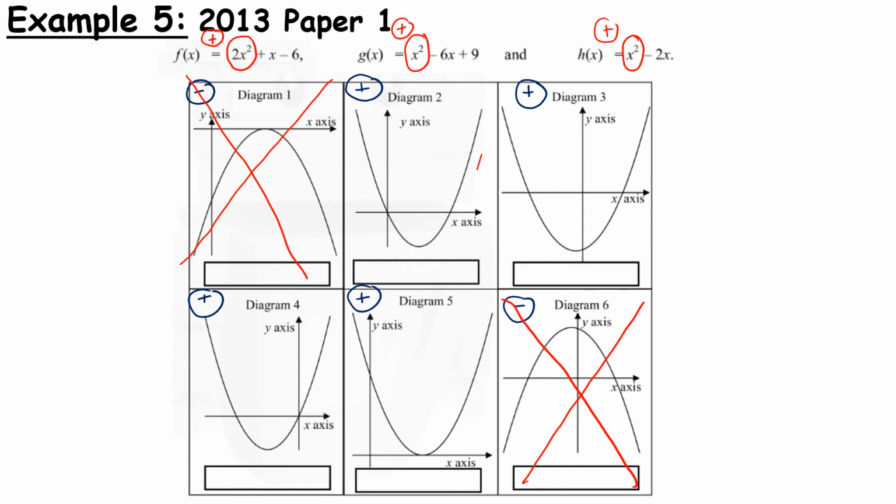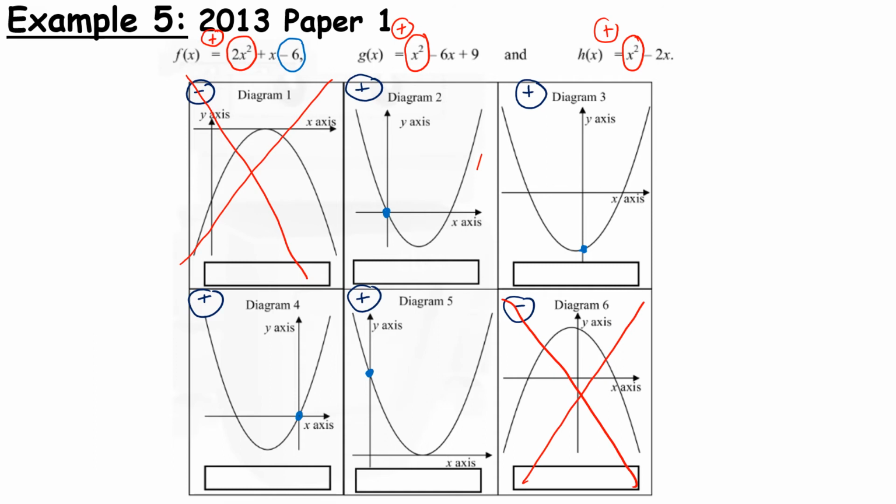Remember, the y-intercept on the graph is represented by the constant in the function. So let's start with f of x. The constant in f of x is -6. So is there a graph that cuts the y-axis at -6? This one looks the closest, because diagram 2 is at 0. Diagram 3 is somewhere in the negative. Diagram 4 is also at 0, and diagram 5 is some positive number.